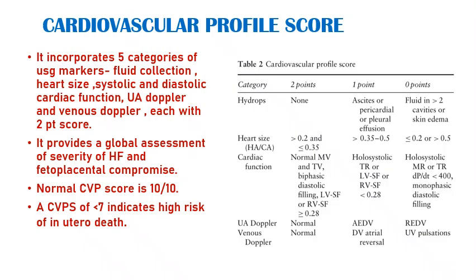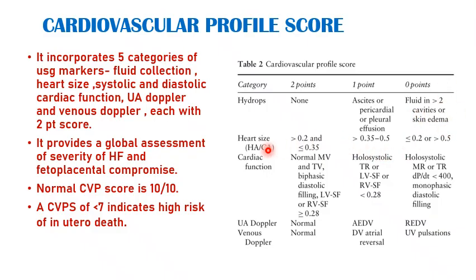And last, the cardiovascular profile score. It incorporates 5 categories of ultrasound markers: fluid collection, heart size, systolic and diastolic cardiac function, umbilical artery Doppler and venous Doppler, each with a 2-point score. For fluid collection, we can check for hydrops. If hydrops is not present, then this is 2 points. If there is ascites or pericardial or pleural effusion, then 1 point. But if there is fluid in more than 2 cavities or skin edema, then 0 points.